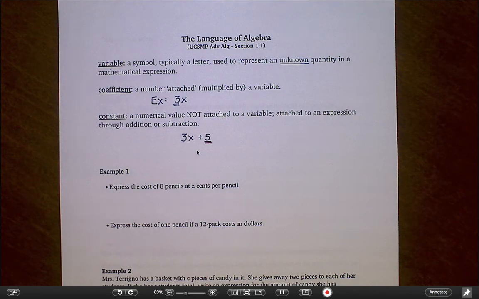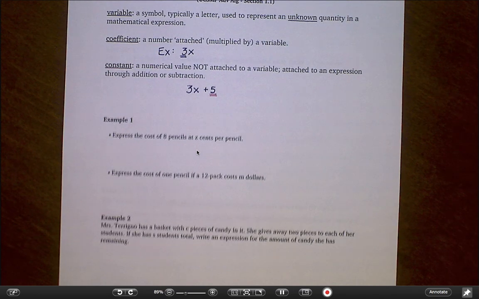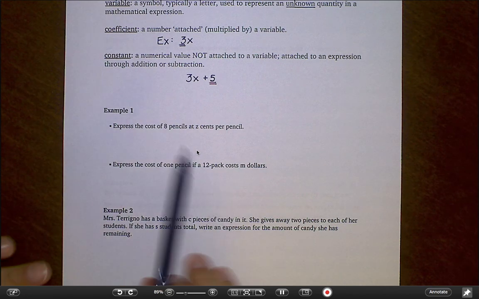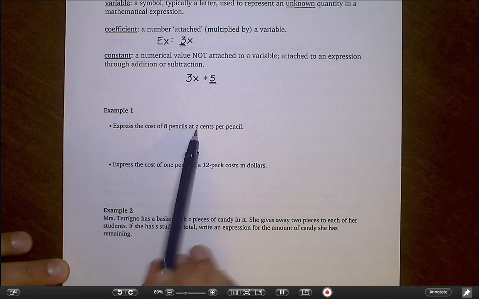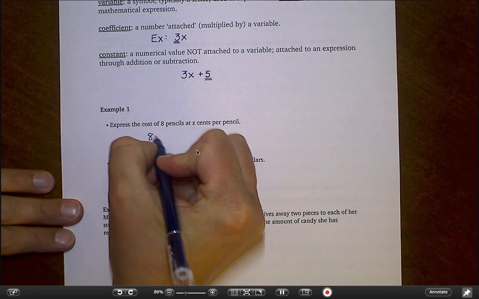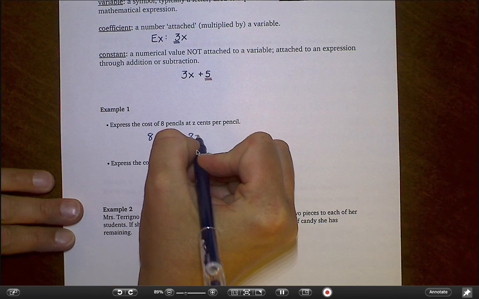So we're going to start off with just practicing how to take verbal sentences written in words, and turn them into math. We're basically translating into a different language here. So if I say I have 8 pencils at Z cents per pencil, each pencil costs Z cents and I have 8 of them. My hope is by this point in your mathematical career, you'll look at that and know that it's a multiplication problem. So this would be 8 times Z, otherwise known as just 8Z.